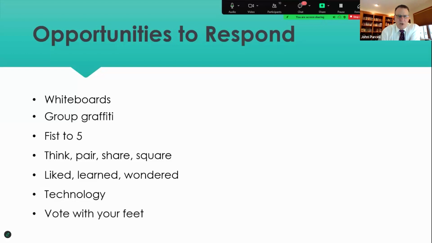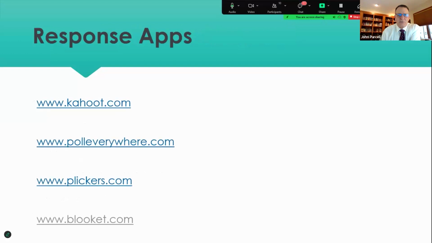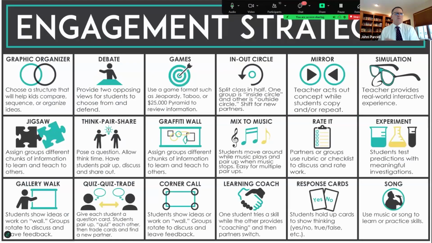Any of those are better than sit and get. Students just sitting and listening and not having that expectation. We know that expectation of response is huge. Here are some response apps. Given the time that we have, I'm going to move on to some engagement strategies.